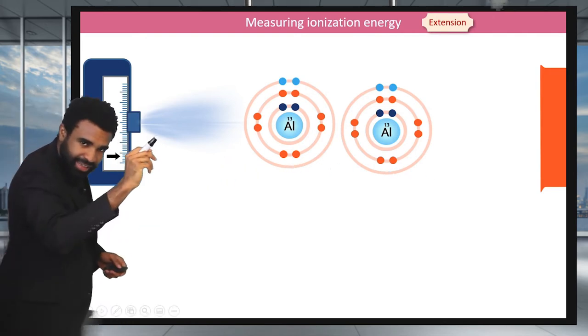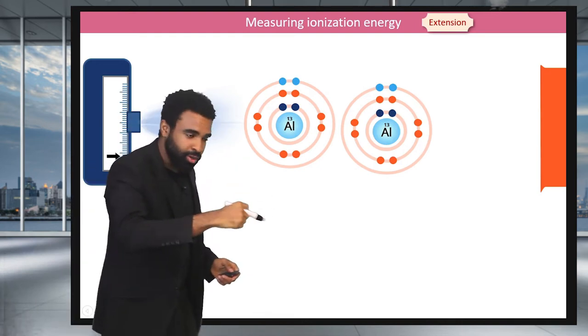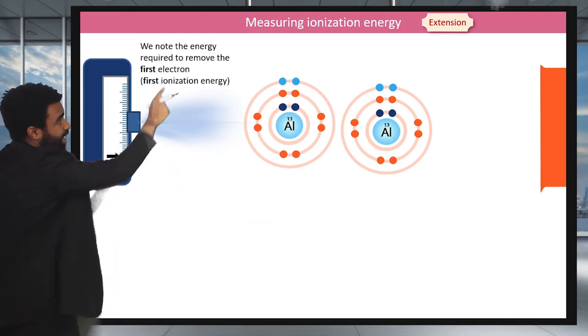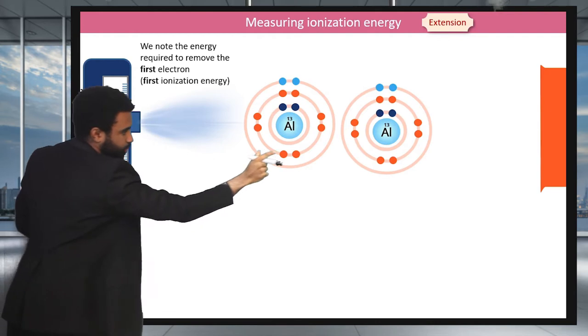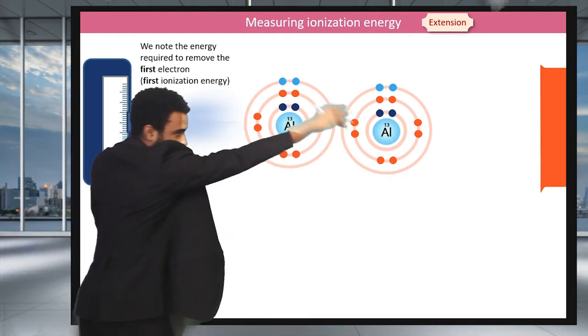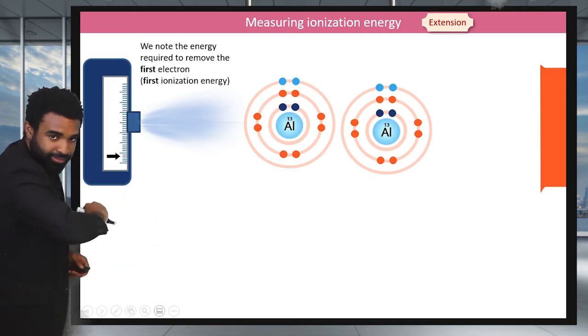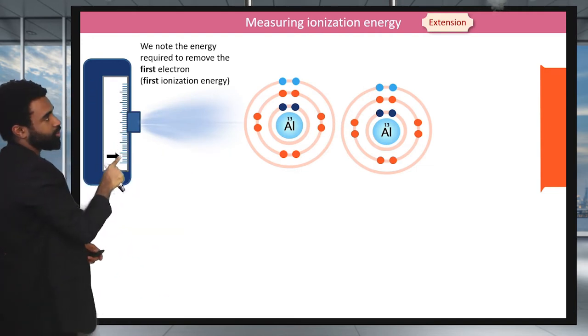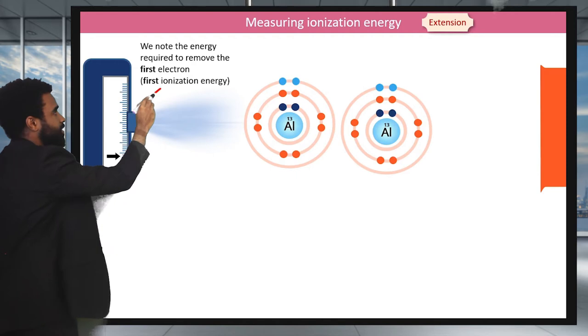And when we detect that it seems like a lot of electrons have left, we record that point as the amount of energy required to remove that first set of electrons. So the outermost electrons in these millions of atoms have just left at that given energy. And we record that as the first ionization energy.